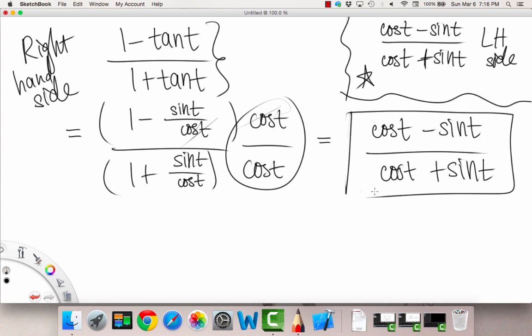And that means from working from the right-hand side, we reach something that we reached from the left-hand side as well. Okay, so since these are equal, we have just proved the identity, and we're good to go.